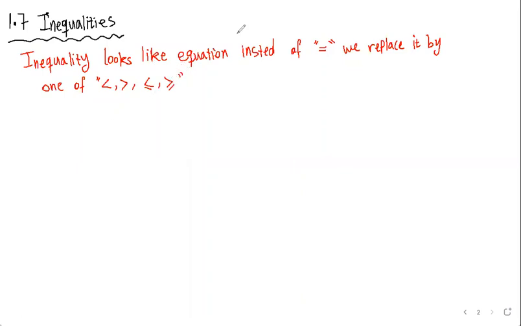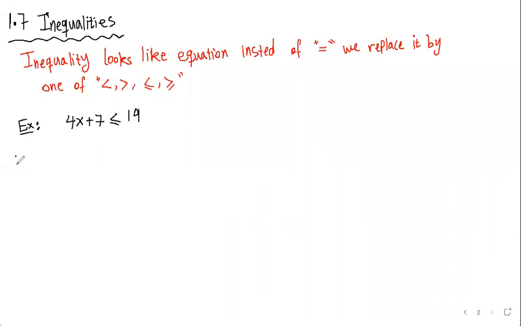Let me give you an example for inequality. For example, something like 4x plus 7 less than or equal to 19. So this is an inequality. Why? Because we replace the equal sign with less than or equal. So this is an example of an inequality.